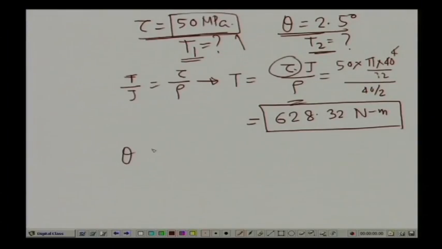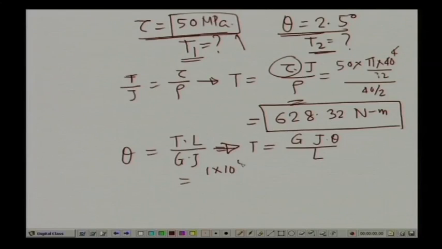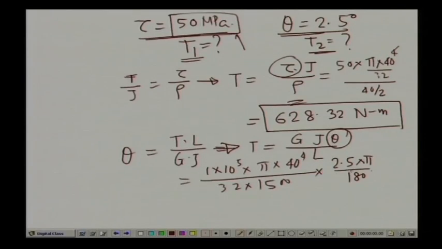Now, let us look into what twisting moment we need if we have to restrict the angle of rotation to 2.5 degree. For the second case, we have theta equal to T L by G J. From this we can compute T as equal to G J theta by L. Now, G is given as 1 into 10 to the power 5, J we have as pi into 40 to the power 4 divided by 32, L is 1500 and theta is 2.5 degree. So, 2.5 into pi by 180 is so much of radian, and this gives us a value of T.